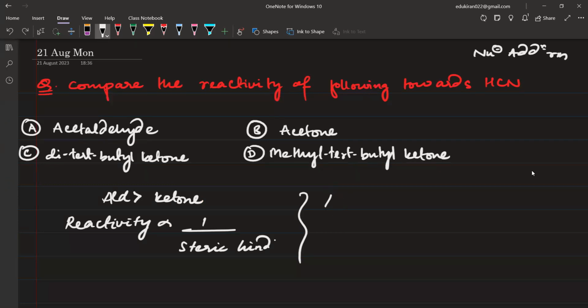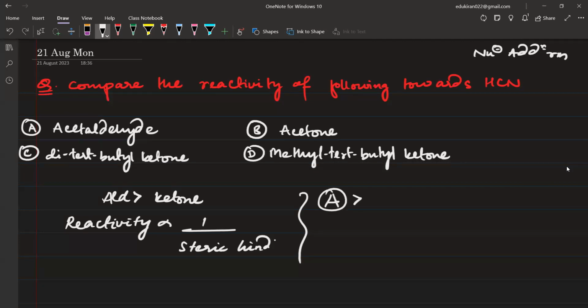One more thing. When they ask to compare the reactivity, the students don't even know what to do. If they give you A, B, C, D options, you just mark something, thinking that it is an MCQ. No. When they have asked you to compare the reactivity, that means you have to give an order. What does order mean? Order means ascending order or descending order. Please see, so A will be the most reactive.